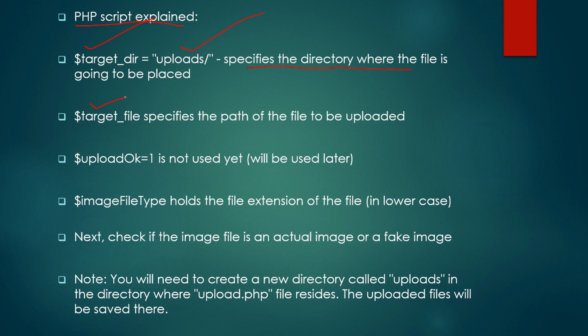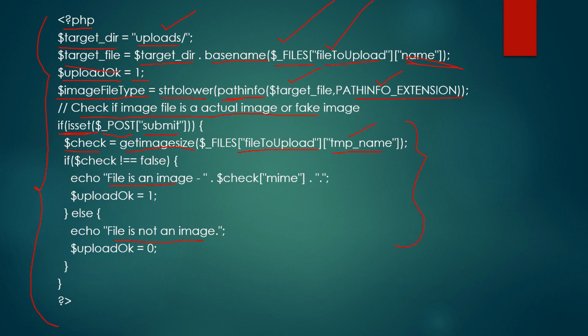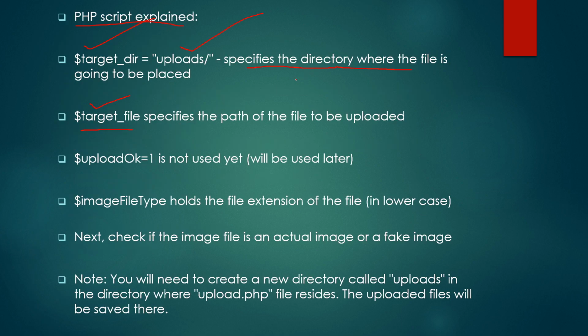Then I have another variable, target_file. It specifies the path of the file, meaning what should be the name of the file and where it should be, meaning inside this directory. So that's why I concatenated the target directory with the name of the file. So basically I'm just giving out what should be the name of that file. Then I have another variable that is not used yet. We will be using it later. Okay, so I will show you when to use it.